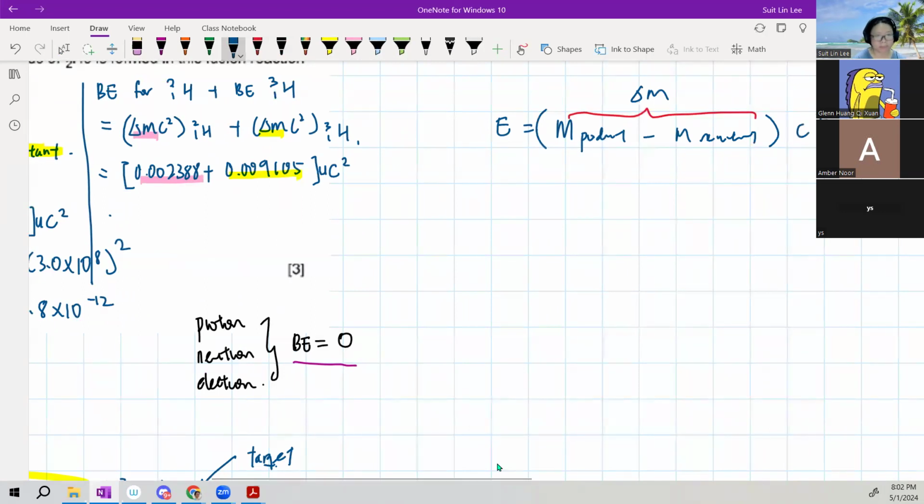But if you don't have the mass of the product, in this question you don't have, you only have the mass defect. So it can also be the mass defect of the product minus the mass defect of the reactant, c squared. It can also be the binding energy.